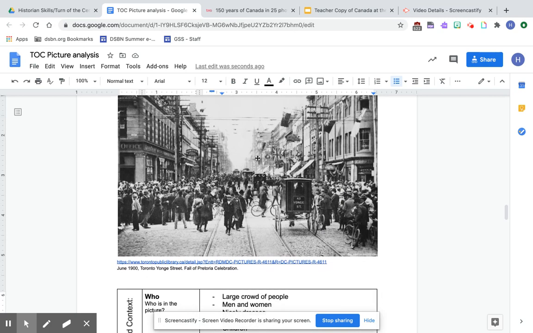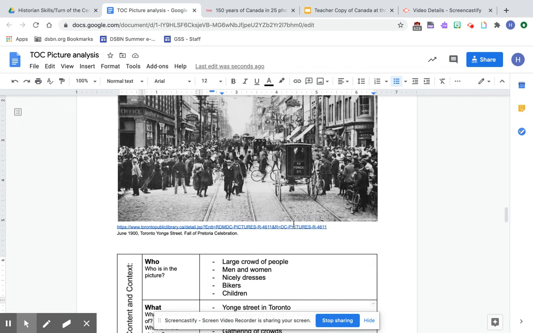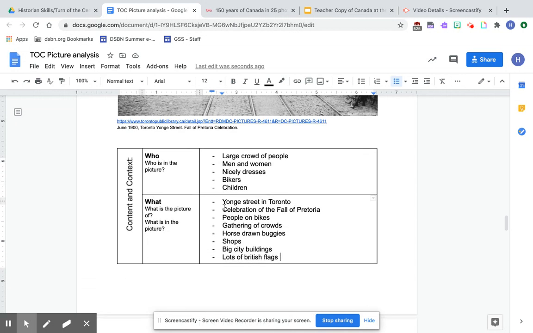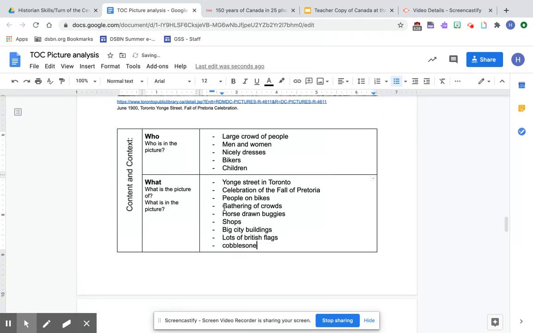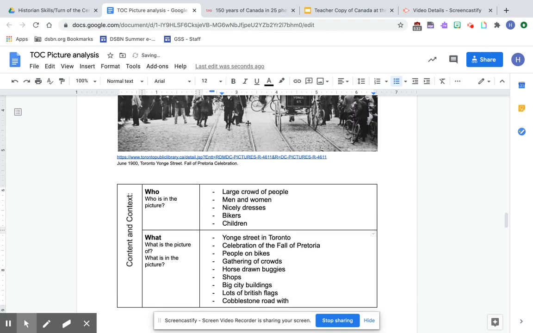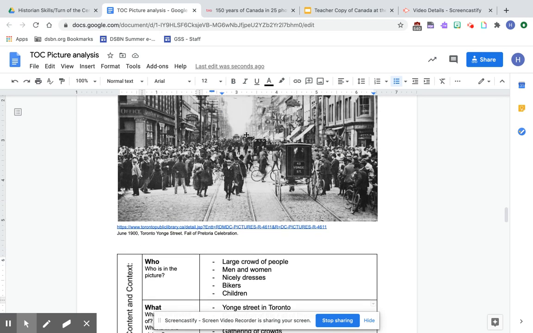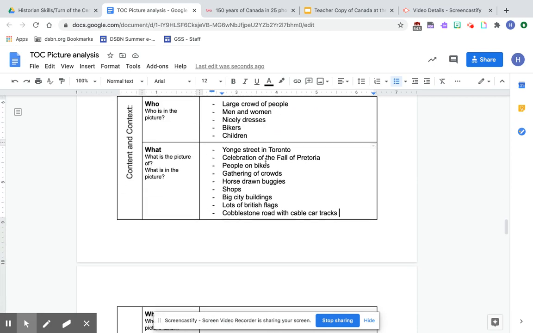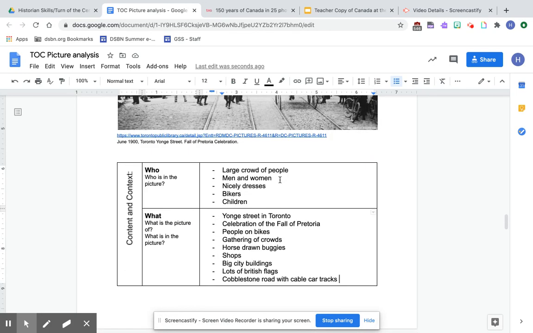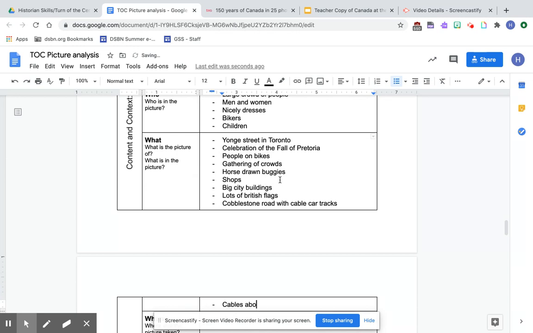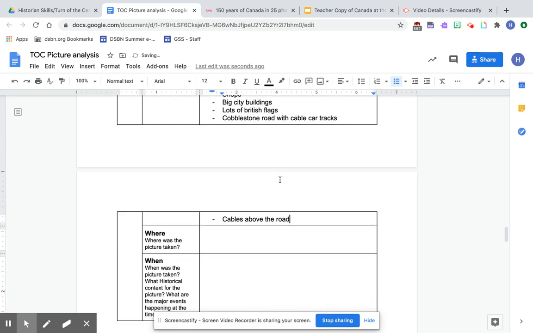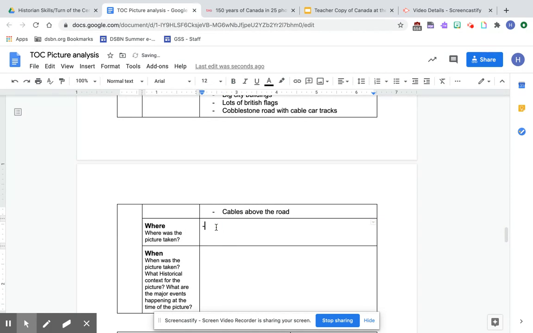Okay, and then let's look at the road here. It doesn't really look like a dirt road. It kind of looks like a cobblestone road, and there are tracks in it, with a cable car. That tells us that there are definitely some other forms of transportation that we probably can't see, like trolleys or cable cars. And we also see the cables above the road. Where was this picture taken? Well, we know it was on Yonge Street, Toronto.